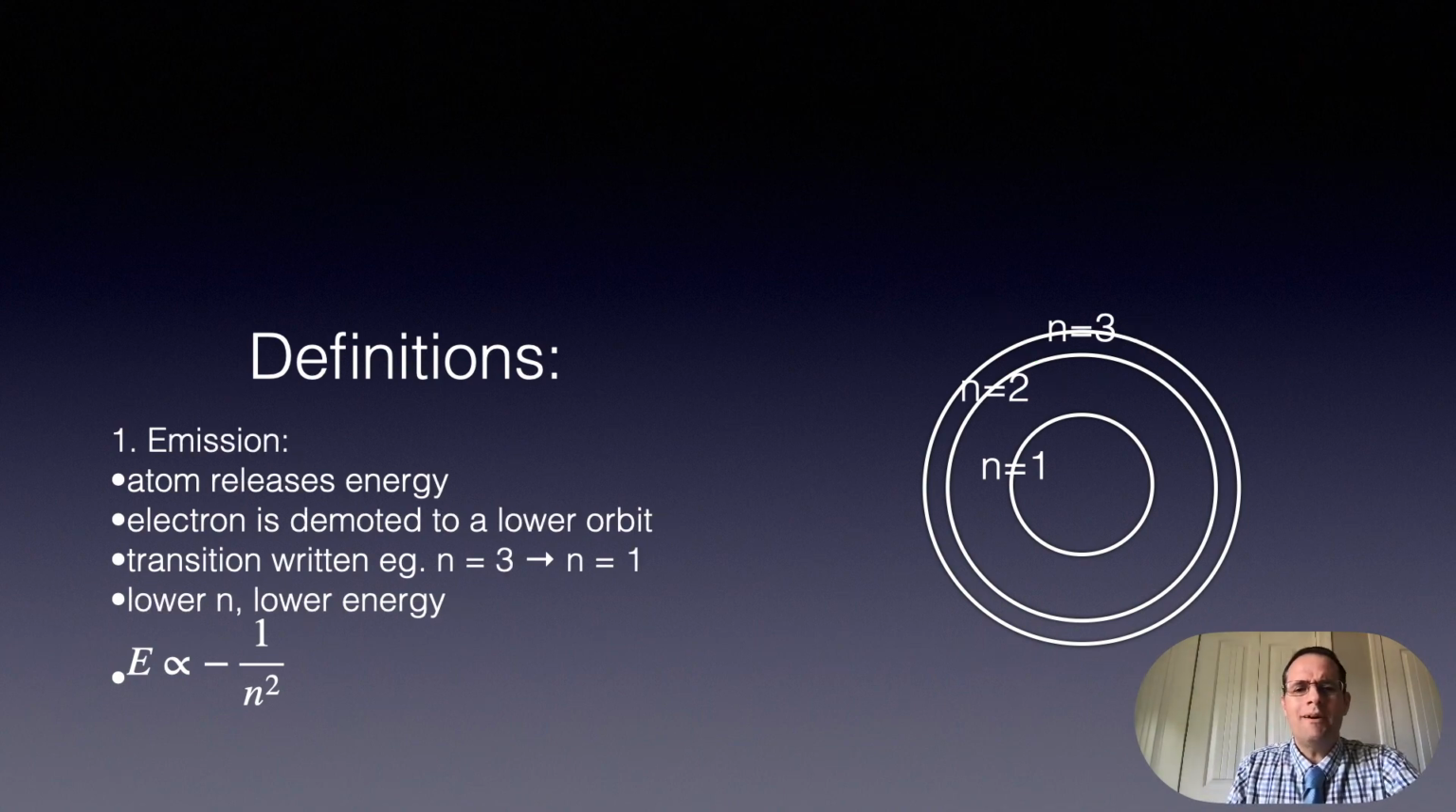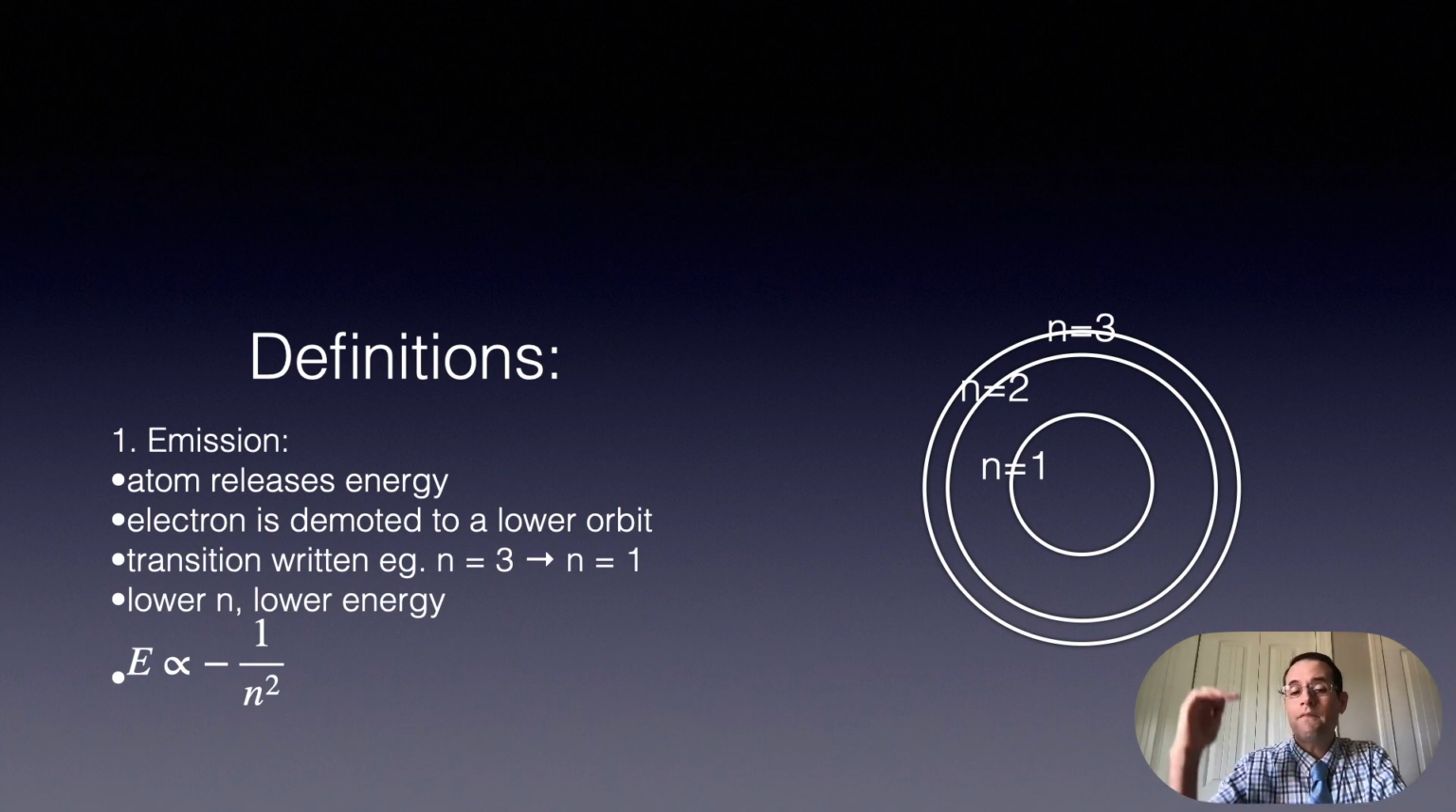All right, what about emission? Emission is the exact opposite of this process. In emission, you start with an excited state atom, and the atom is going to release energy. Electricity, electromagnetic radiation, or heat, these are all forms of energy released by an atom. When the atom releases that energy, the electron is demoted to a lower orbit. So we can write the transition, for example, N equals 3 going to N equals 1.